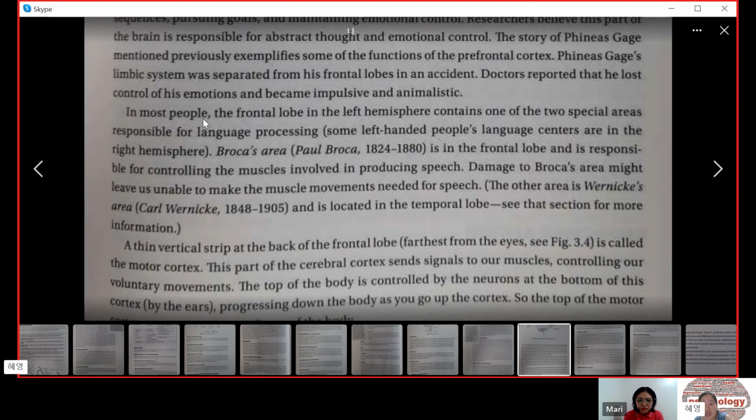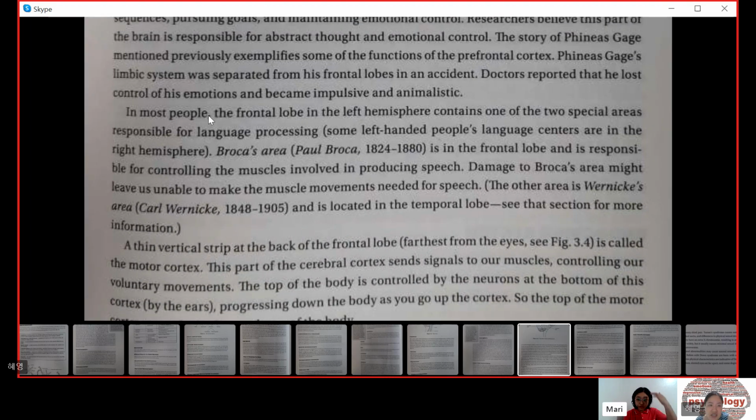So do you understand what I'm saying? Yeah, this part controls our emotions. In most people, the frontal lobe in the left hemisphere contains one of the two special areas responsible for language processing.